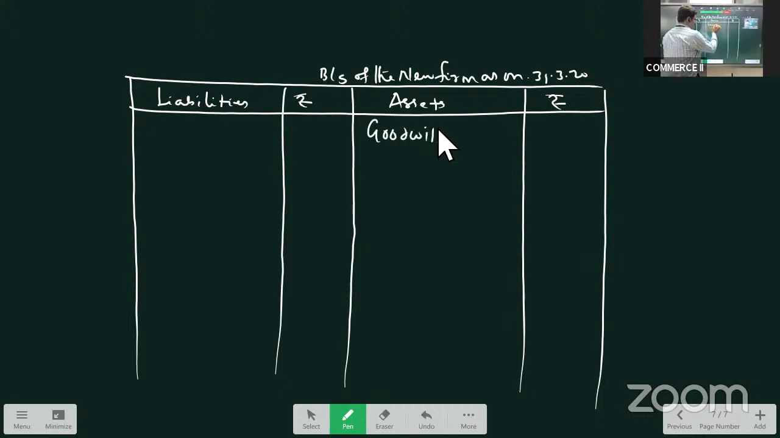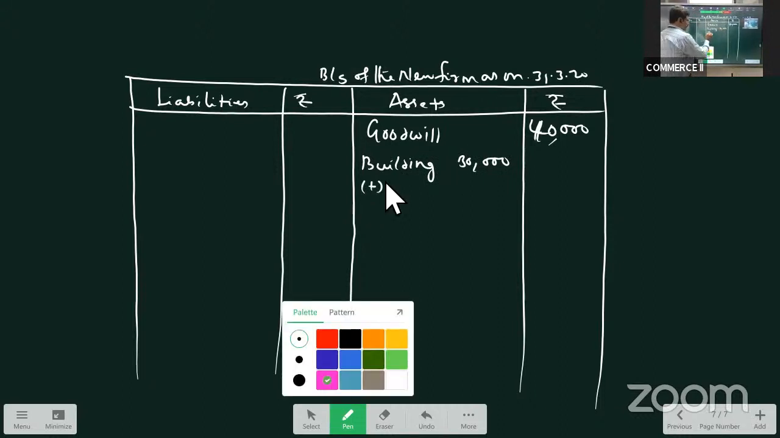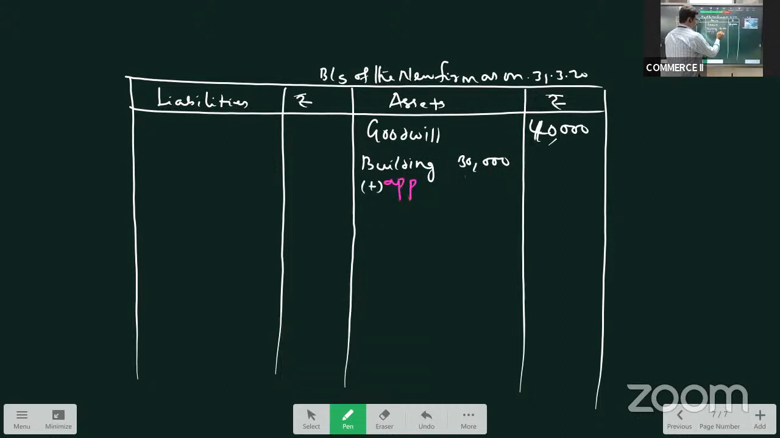How much will you take now? 40,000. Goodwill in the balance sheet will appear at the latest value, 40,000. Building, 30,000, appreciated by 10,000, will appear at 40,000.